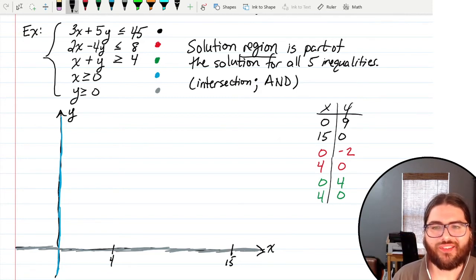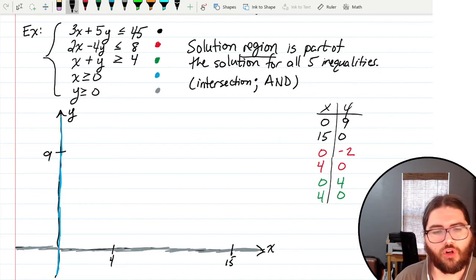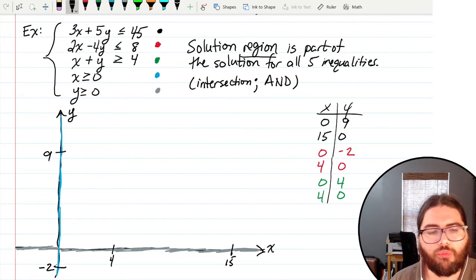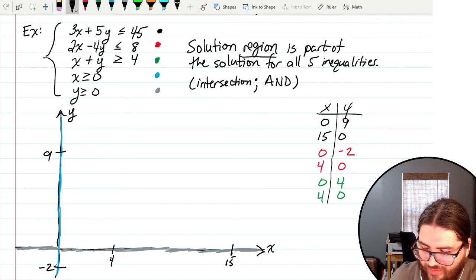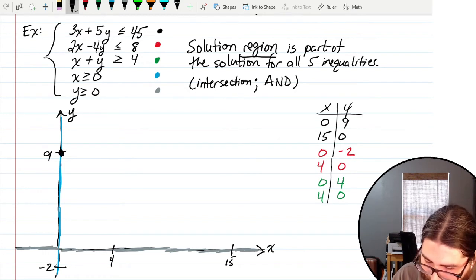Let's see, I need to mark in the y direction 9. I'm going to try to make 9 roughly where it would be on the x-axis if I were to mark square grid lines, roughly. And I'm going to put -2 out here. These are all the relevant points I need to mark. So let me connect them together. The black line connects 0, 9 with 15, 0.